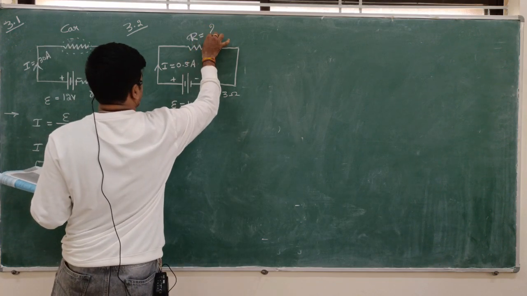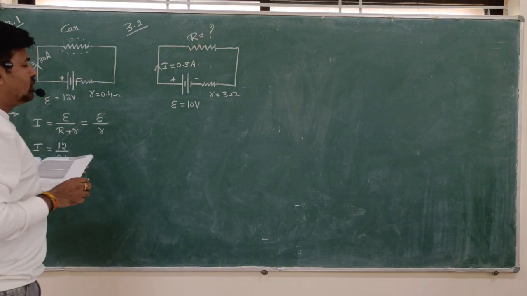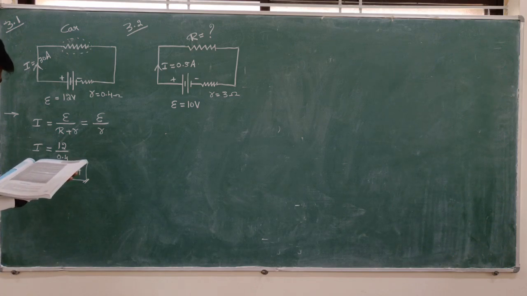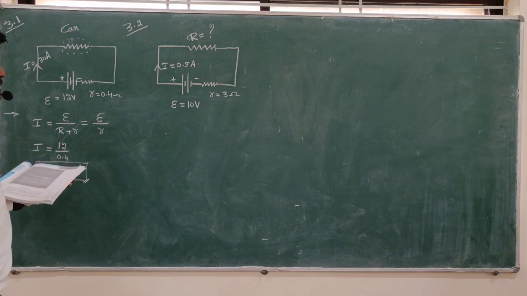So what is this external resistance, they have asked. Next, what is the terminal voltage of the battery when the circuit is closed?